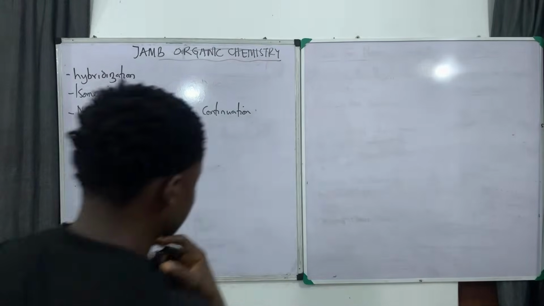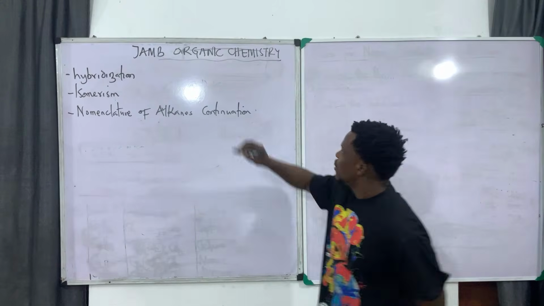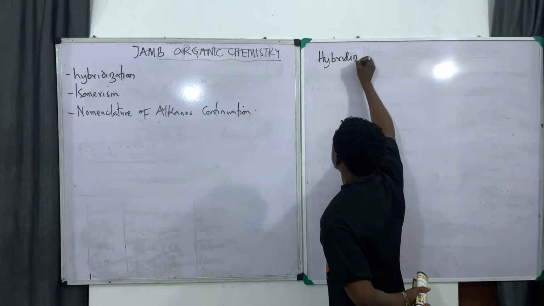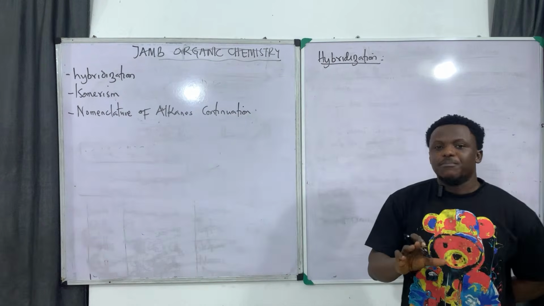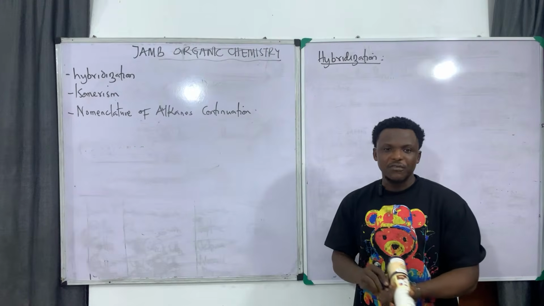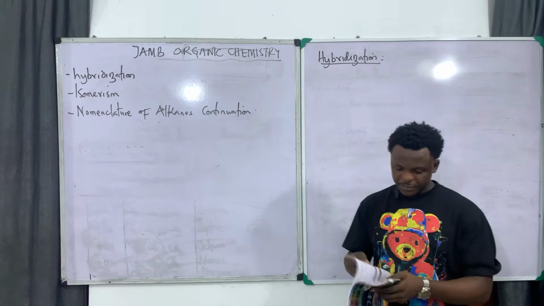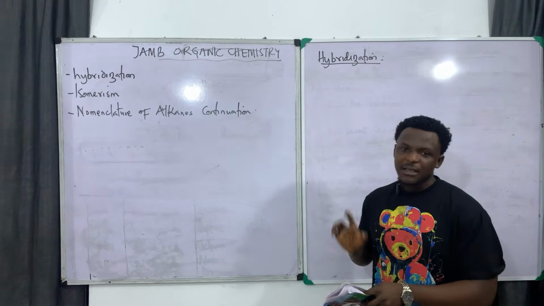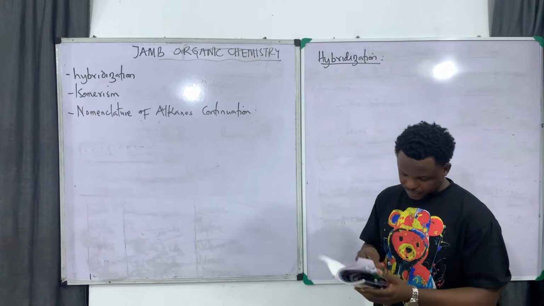All right, so let's start. In JAMB, let's talk about hybridization. We are solving past questions. I have my past questions here with me, so I'm just going to quickly show us how questions can be asked under this. After that, we move into isomerism very fast.